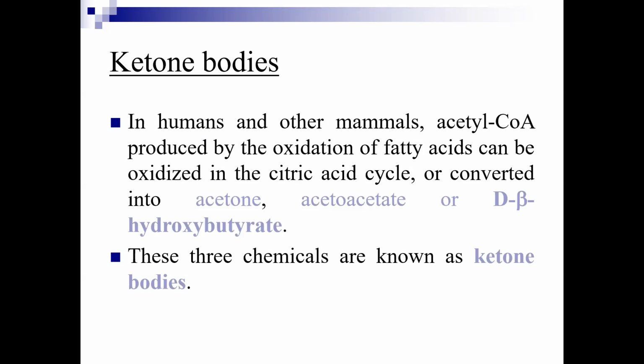So ketogenesis occurs in the mitochondrion. It consists of the synthesis of 3 different molecules: acetone, acetoacetate, and D-beta hydroxybutyrate. These 3 chemicals are called ketone bodies. This process whereby they are synthesized from excessive coenzyme A is called ketogenesis.